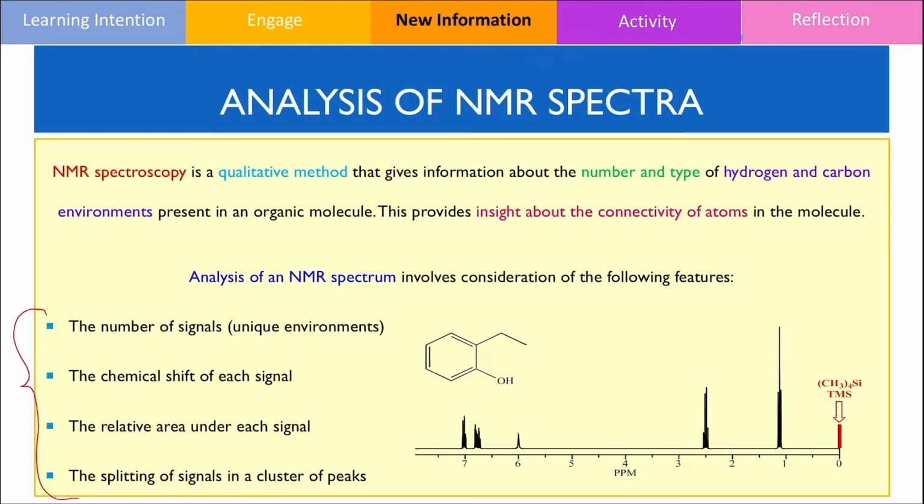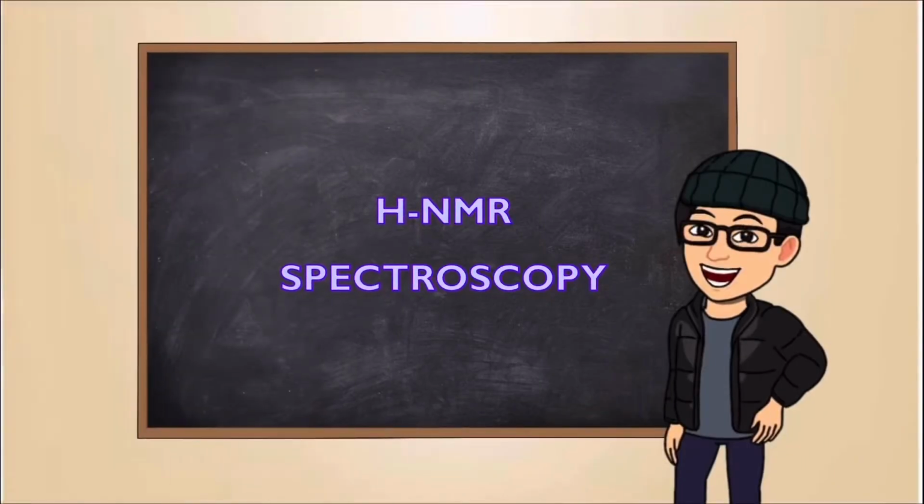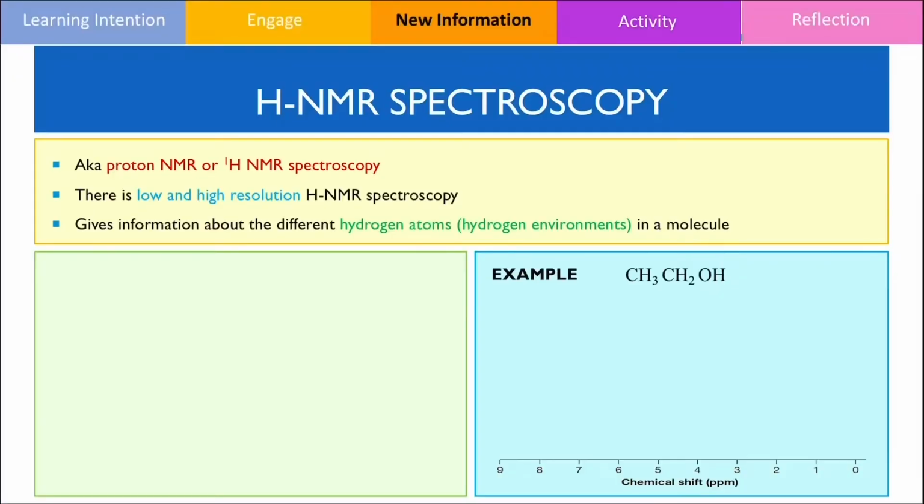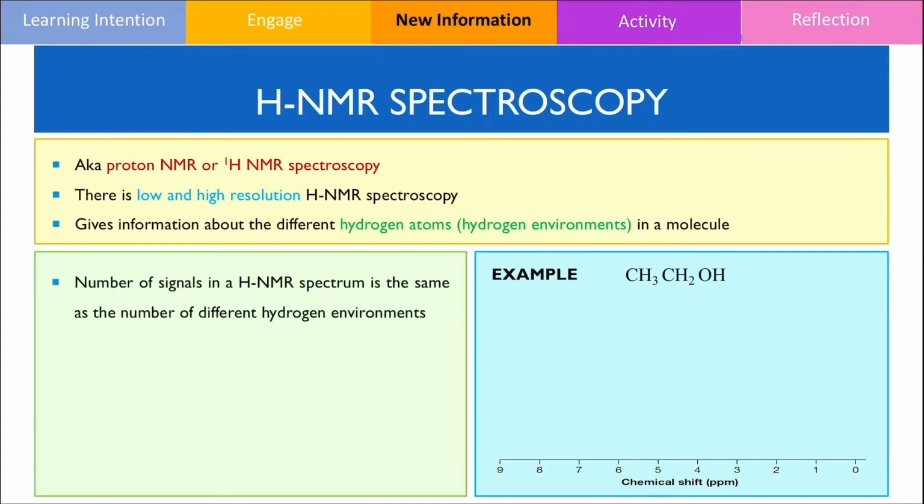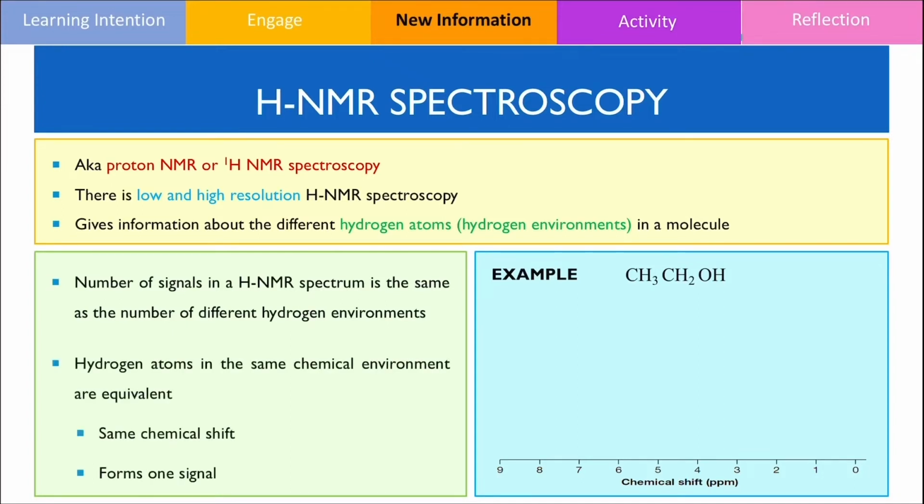The first form of NMR that we'll be looking at is HNMR. HNMR or proton NMR has 2 specific types, low res and high res, and they both give information on the number of hydrogen environments in the analyzed sample. The amount of signals on the spectrum will tell us how many unique hydrogen environments are present, and the hydrogen environments that belong in the same chemical shift are described to be equivalent and form a single peak with the same chemical shift.